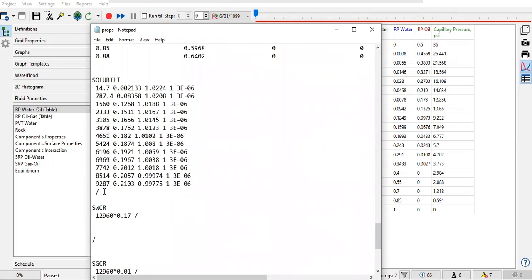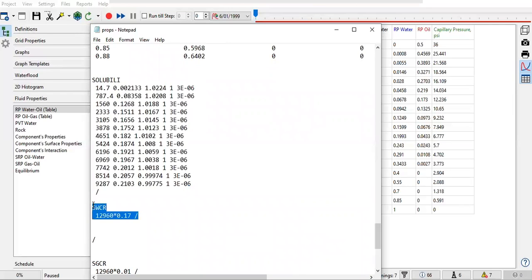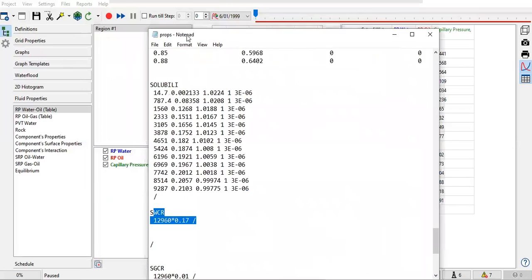And then solubility data. So this is for the CO2 dissolution. And then this is the connate water saturation. So let's check it out.